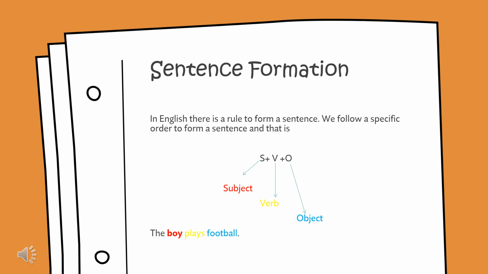In the example below, the boy plays football. The boy is the subject, plays is the verb, and football is the object of the sentence. So, this is the simple structure of a sentence.